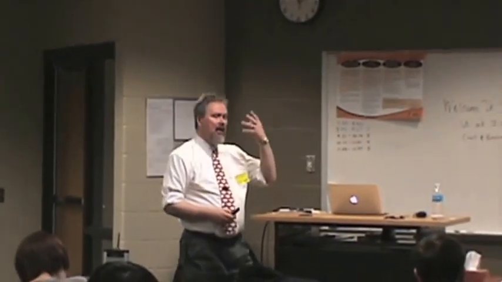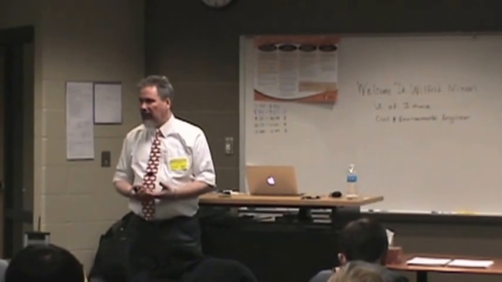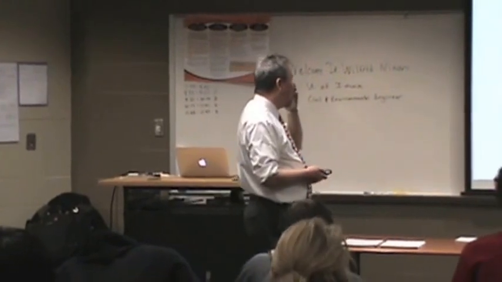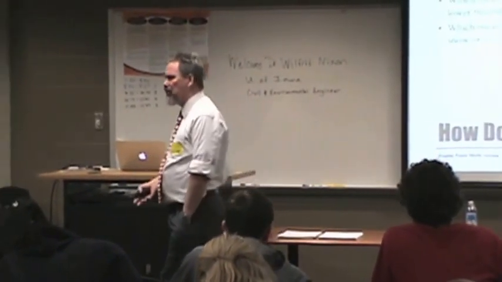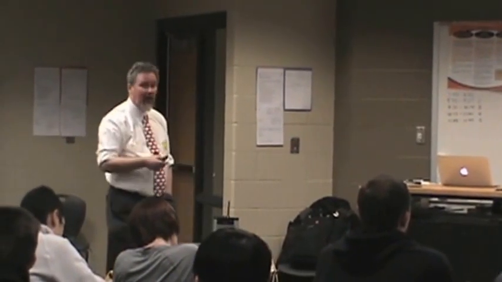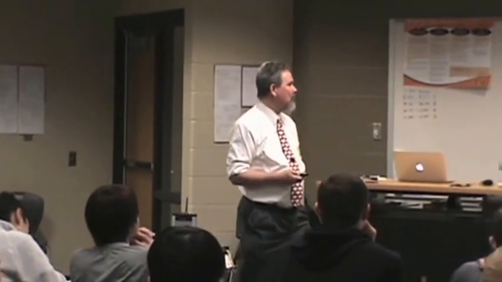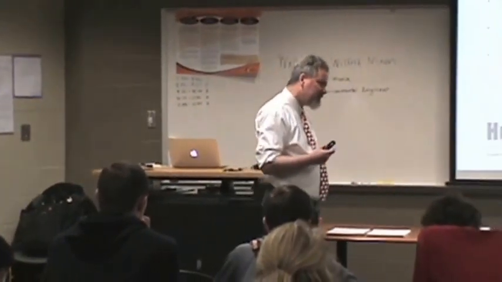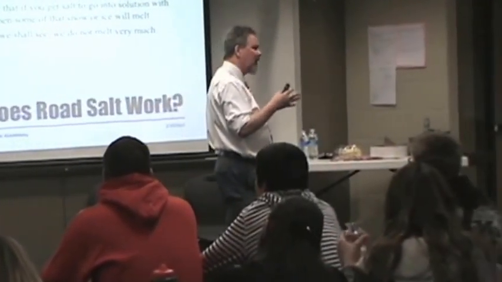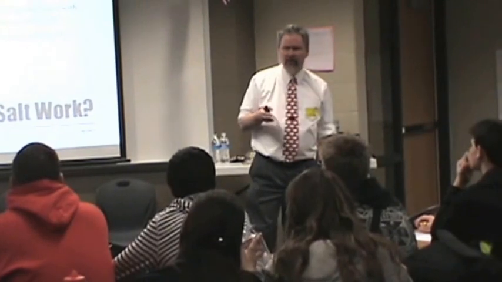When we add salt into the water, we create a solution. It's going to freeze at a lower temperature. And what that means is if you can get salt to go into solution with snow or ice, it will lower the freezing point of that snow or ice, or some of that snow or ice will melt. And that's what we're looking for when we put road salt on the road. However, as we go through the chemistry, you will see that we do not melt very much snow and ice.